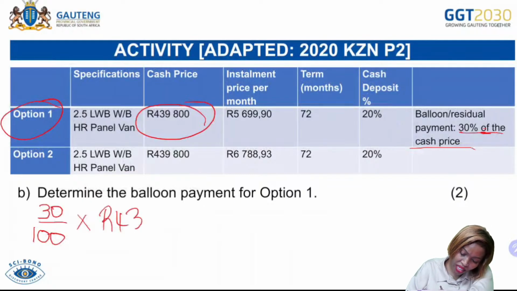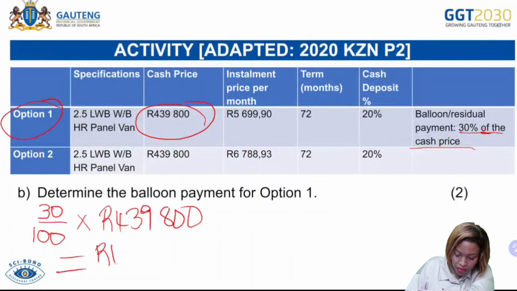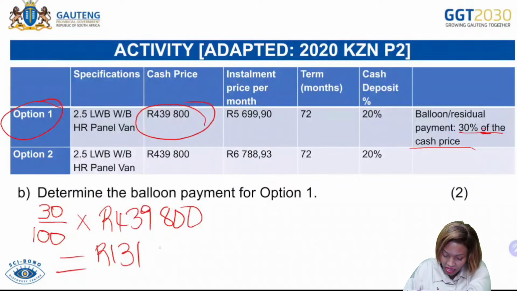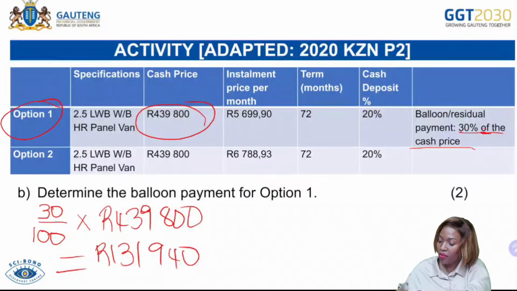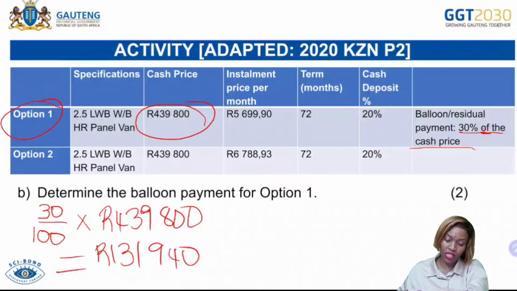Of means multiply. Multiplied by 439,800 equals 30% multiplied by 439,800. It is 131,940. Let me write it down also: the balloon payment was how much? It was 131,940, because I'm sure we might have to refer back to this in the upcoming questions.